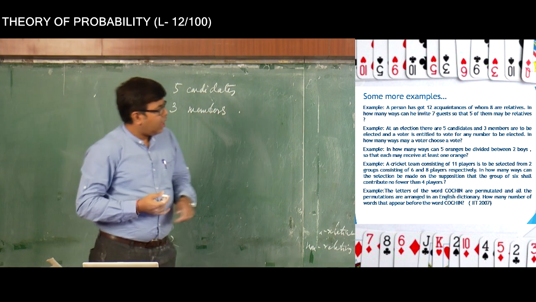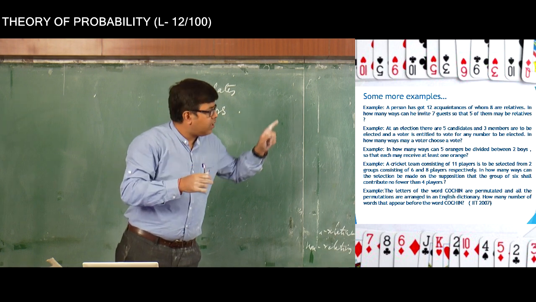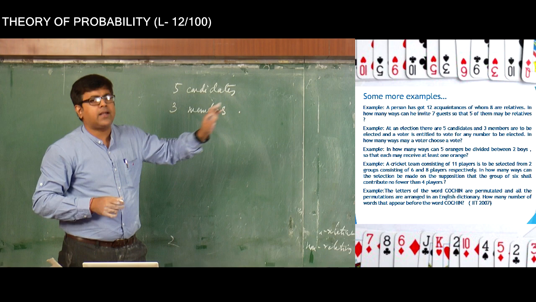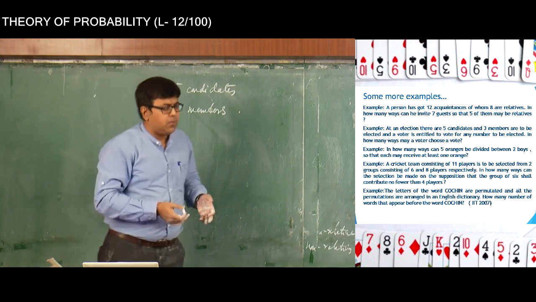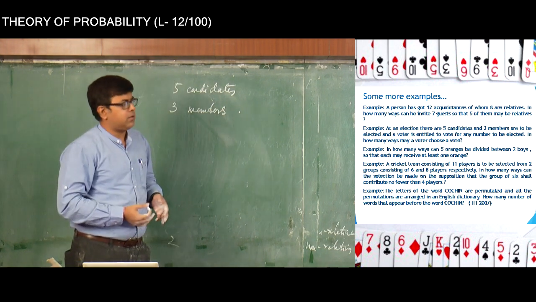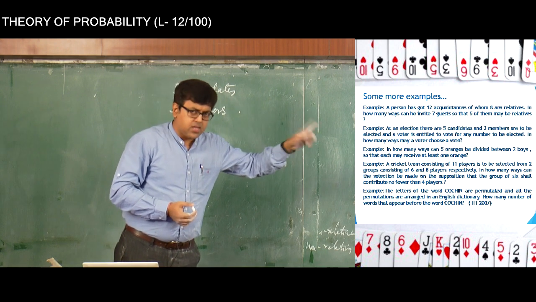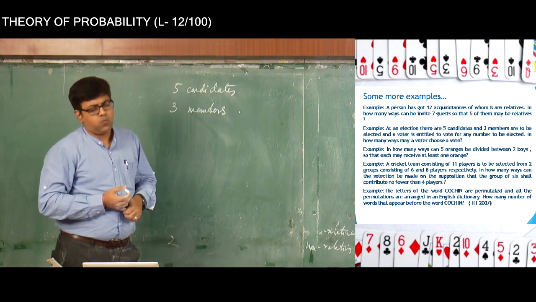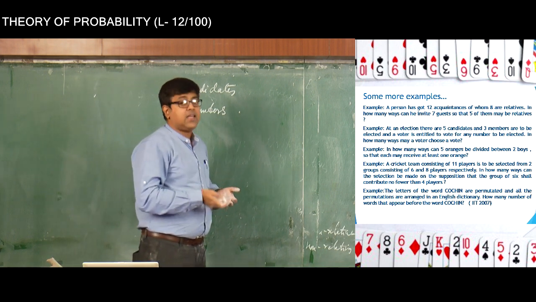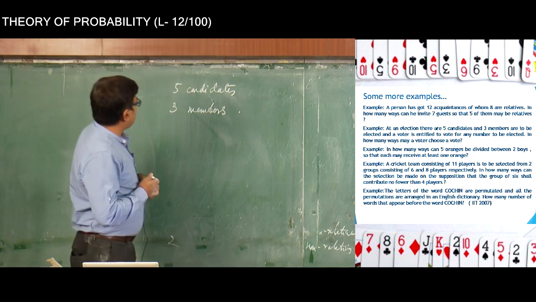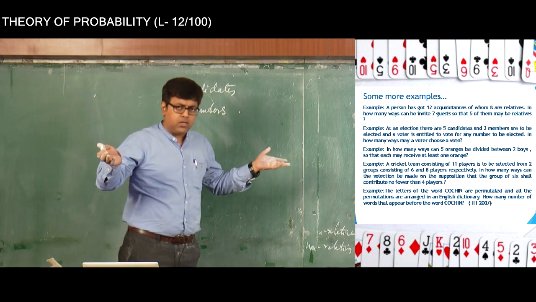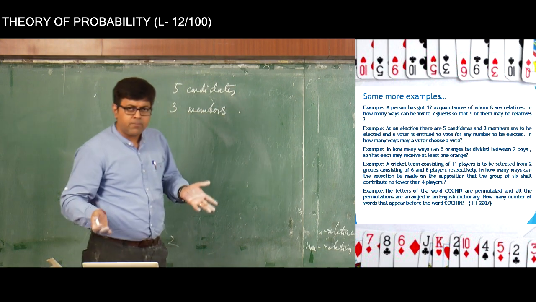Okay. And now the condition is a voter is entitled to vote for any number to be elected. So he has the freedom to vote for any number to be elected, right? Now in that situation, you have to find out in how many ways may a voter choose a vote. What will be the number of ways that he can choose a vote. Now how many candidates are there? There are 5 candidates, but you can elect only 3 of them.